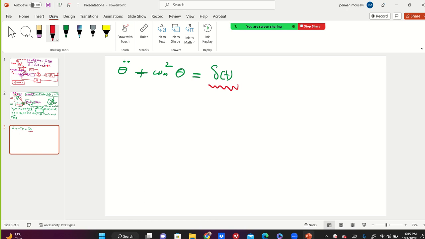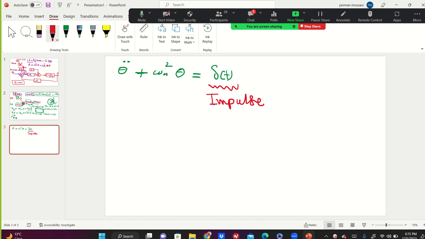What is this? Delta of t. It is impulse. Impulse to the system. Impulse is that huge kick to the table, a powerful force in a very short amount of time. So if I want to plot it, this is time. Impulse is this: before 0 it is nothing, at 0 a huge amount, and after 0 again it is 0.